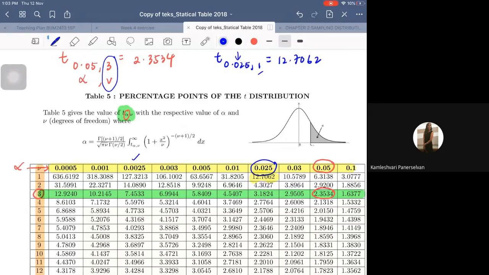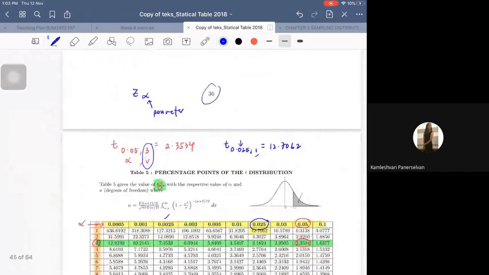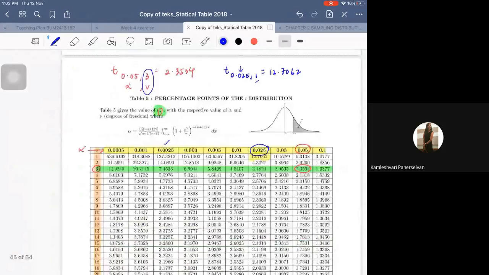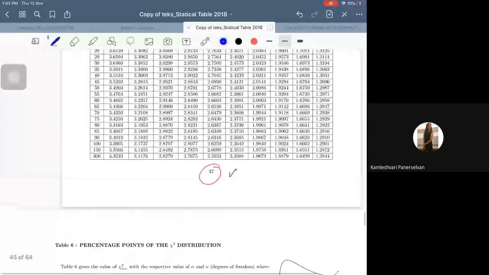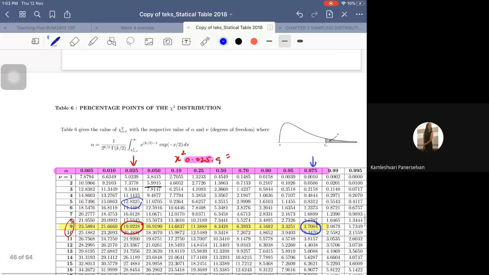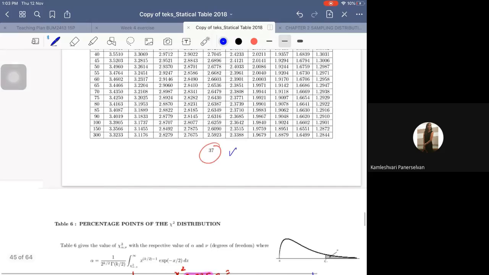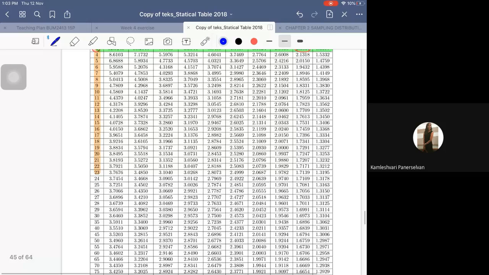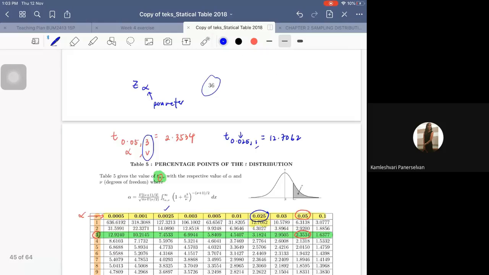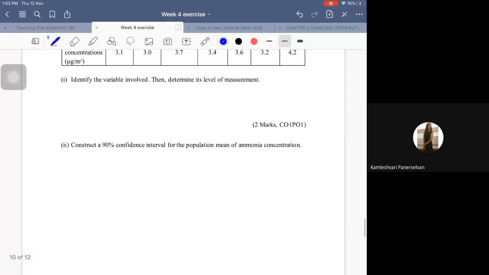So that is how you are going to use the statistical table. The Z distribution is on page 36. The T distribution will be on the next page, which is page 37. Later we'll be using this distribution as well for the next cases. Okay, so let's have a look at the exercise that I put over here that concerns this case.